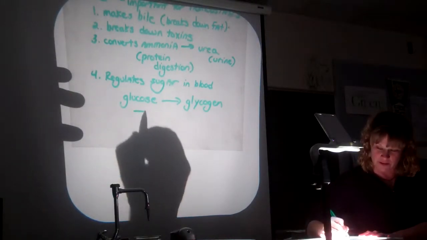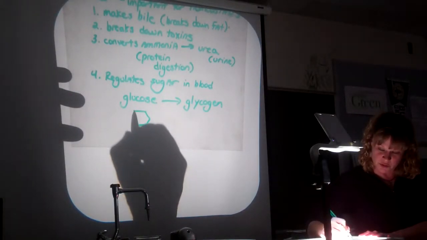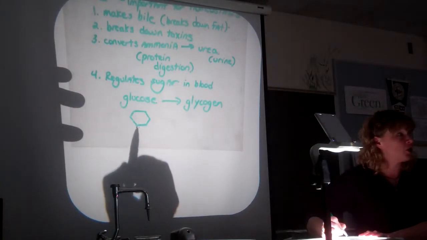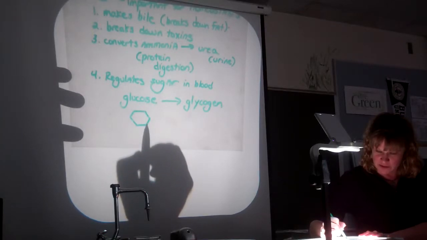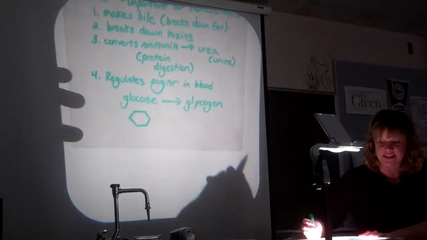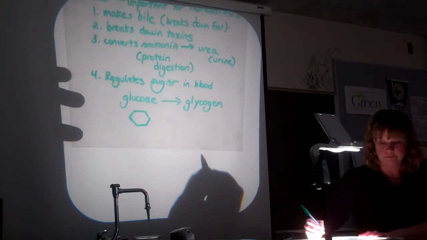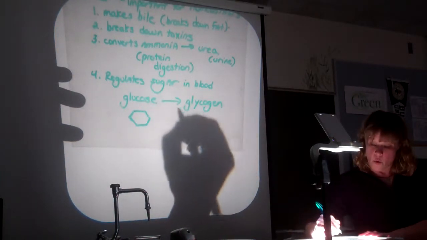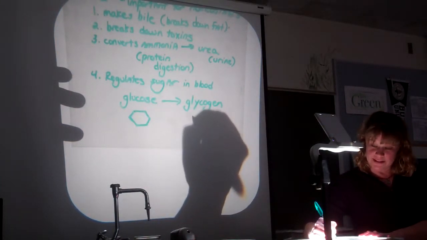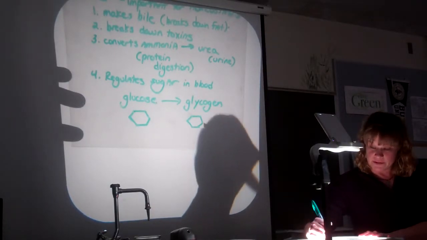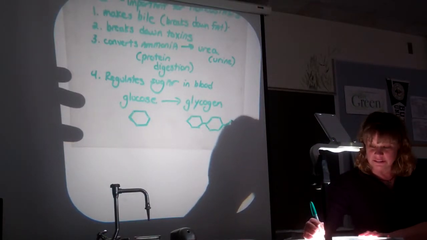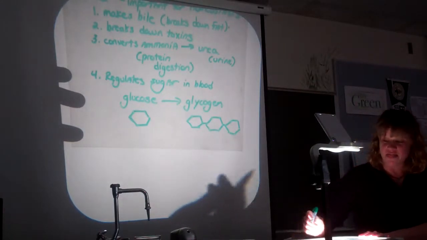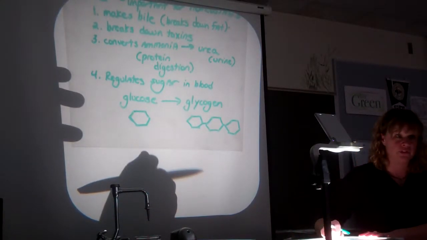I don't want you learning too many big words, but glucose on a molecular level looks like this. It's a 1, 2, 3, 4, 5, 6-sided molecule. Okay? Glucose, when it gets sent to the liver for storage, starts to link up together. So you get all these glucose molecules linking together, and that's how glucose is stored in your liver.